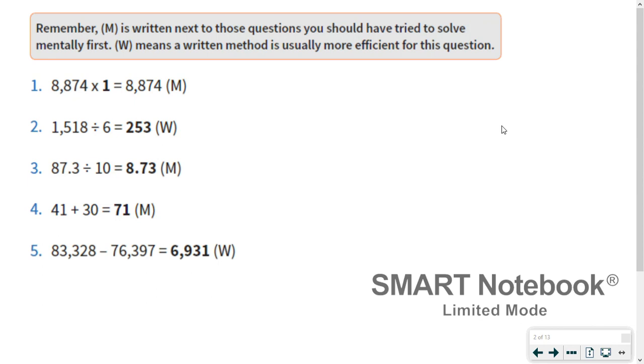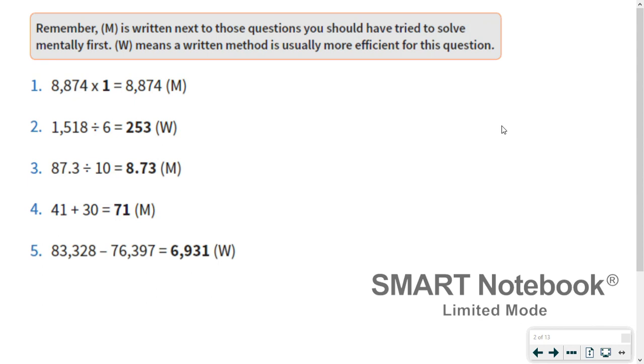Third one, 87.3 divided by 10. Now we've already been practicing a lot in our converting units of dividing and timesing by 10 and 100 and 1,000. So we're doing our decimal jumps method where we move the decimal point. So you could have done that one mentally and just jumped the decimal point once to the left to give you 8.73. The next one we could have done mentally, 41 add 30, just add 3 to the 4 in the tens column, giving you 71.